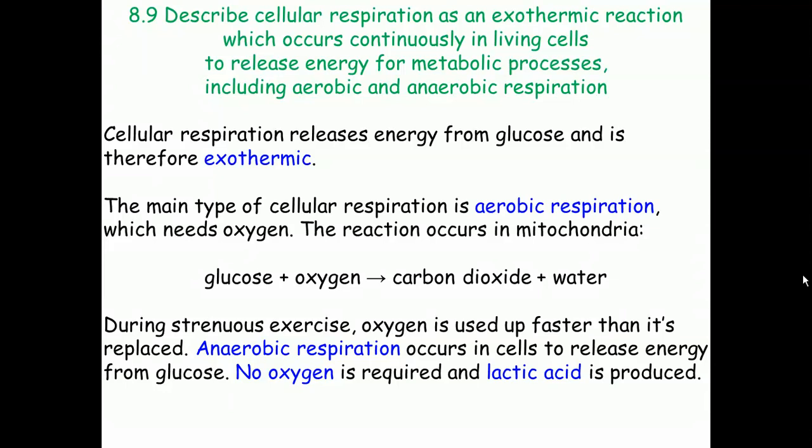So you continue to do aerobic respiration, but then anaerobic respiration can also occur in the cells, and it can also be used to release energy from glucose. So anaerobic respiration is also an exothermic reaction, but in this case no oxygen is required, but the problem is lactic acid is produced. So if you look at the word equation, there's no oxygen, so it's just glucose on its own, and when you break down glucose you produce lactic acid.